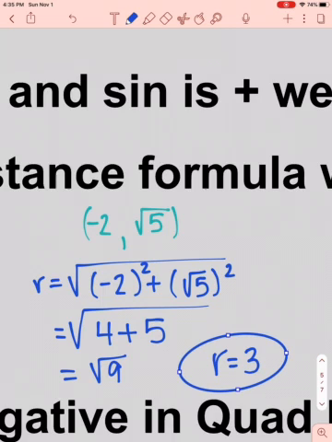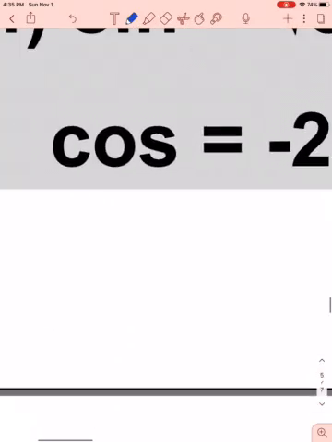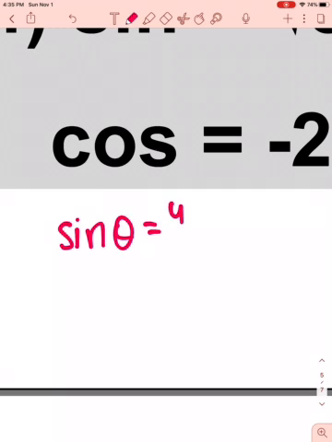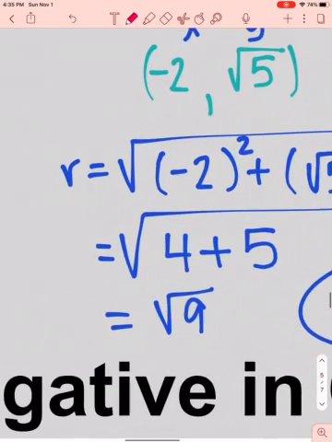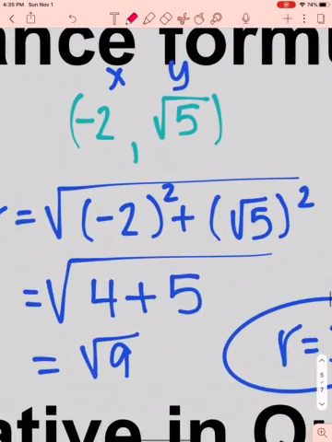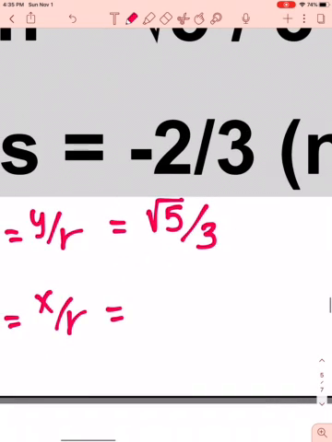If I know x, y, and r, which I do, here's my x, here's my y, and there's my r, I know all of my other functions, which is the goal. Okay? So sine is y over r, cosine is x over r. My y value was radical 5, and it was positive, so my sine is going to be radical 5 over 3, because my r was 3. And then our x value is negative radical 2, so my cosine is negative radical 2 over 3.